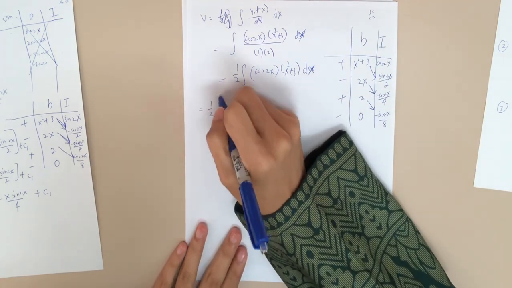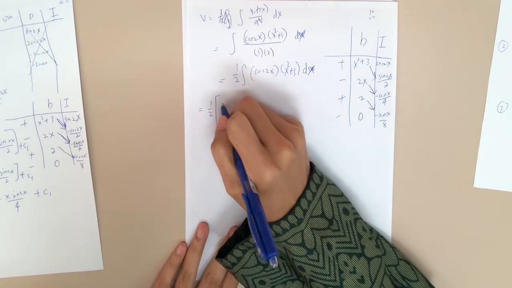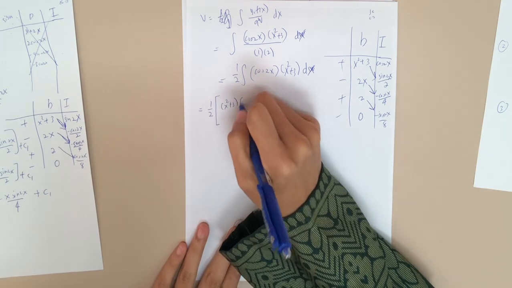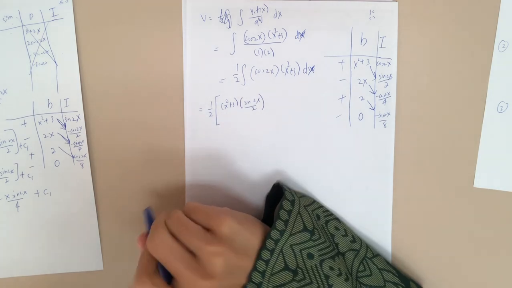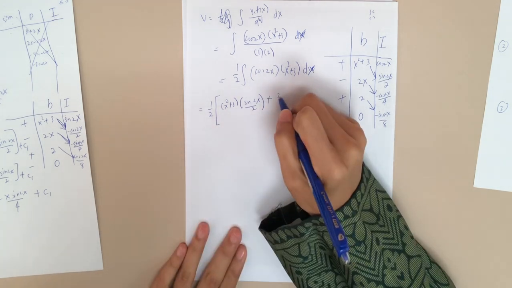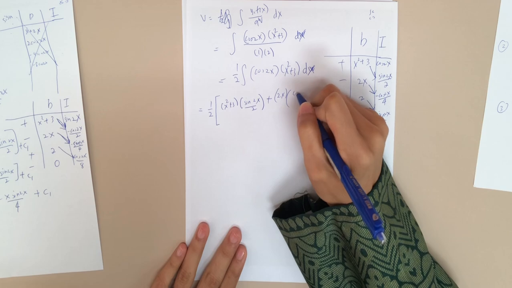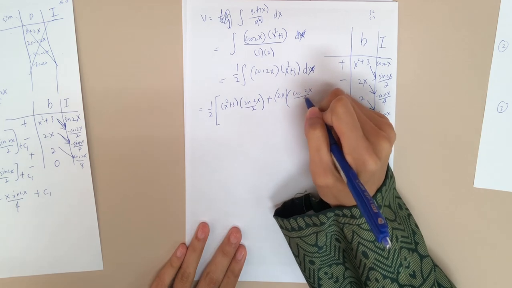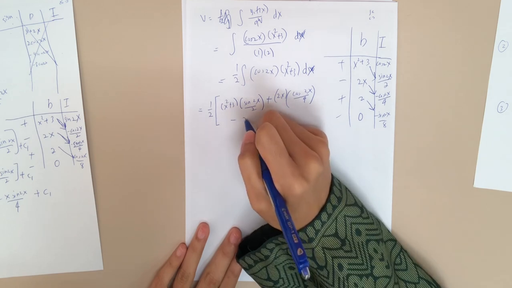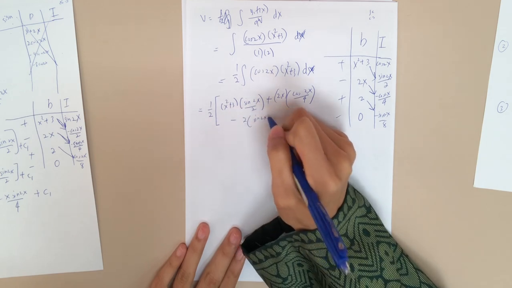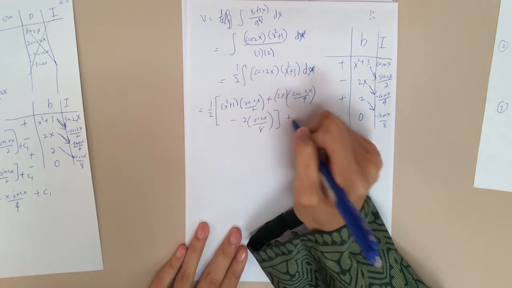So you have 1 over 2 outside here. Now x square plus 3 times sine 2x over 2, then plus 2x cos 2x over 4, then minus 2 sine 2x over 8, close the bracket, plus C.